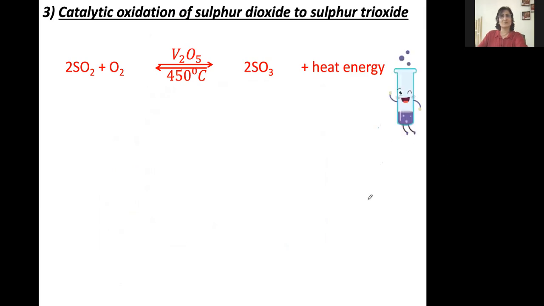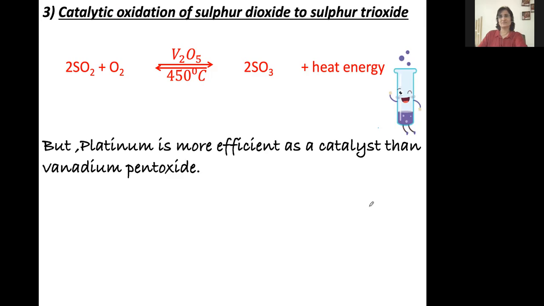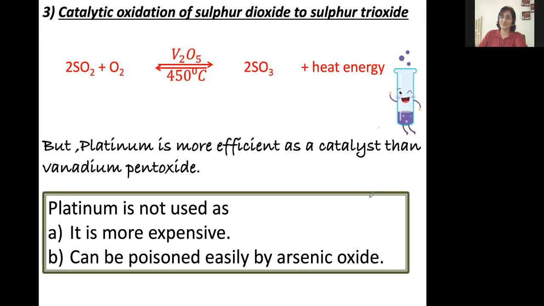my friend here has a doubt. Hey, what's that? He says platinum is more efficient as a catalyst than vanadium pentoxide. Oh yes, but we don't use platinum. The reason is it is more expensive, and at the same time, it can be poisoned easily. Even if there is a little arsenic oxide not cleanly removed when we were purifying the gases, it can get poisoned and then it will not be as effective. So that's the reason we use vanadium pentoxide.